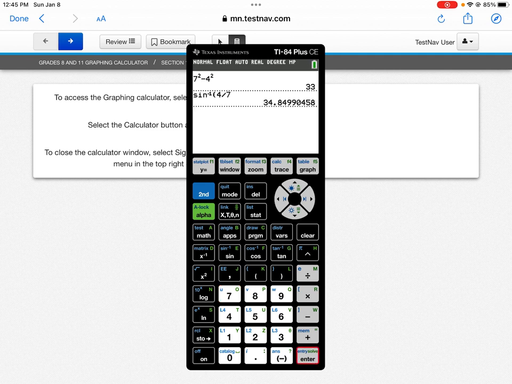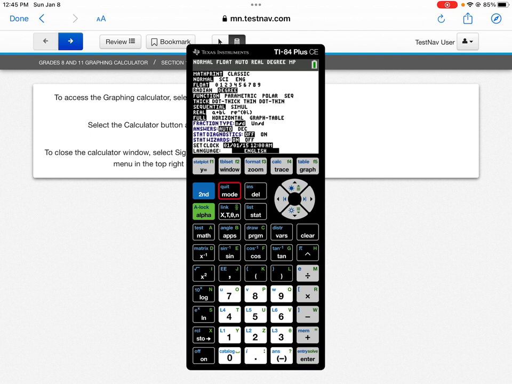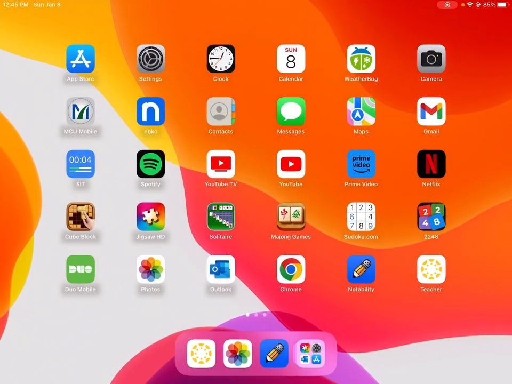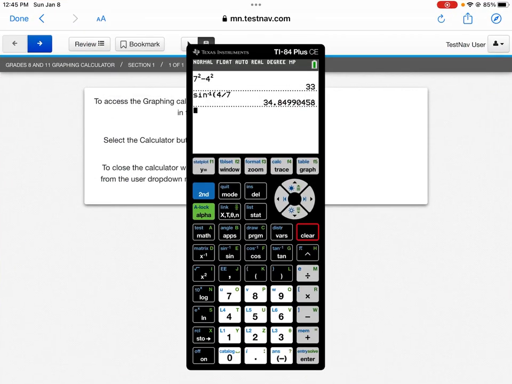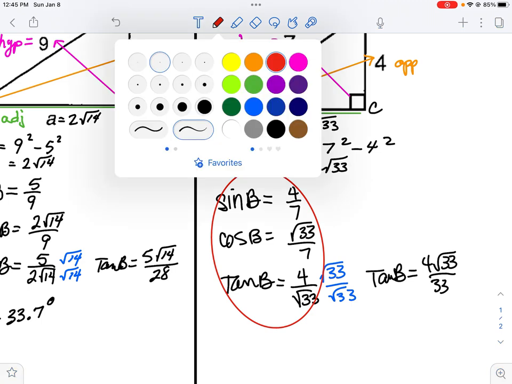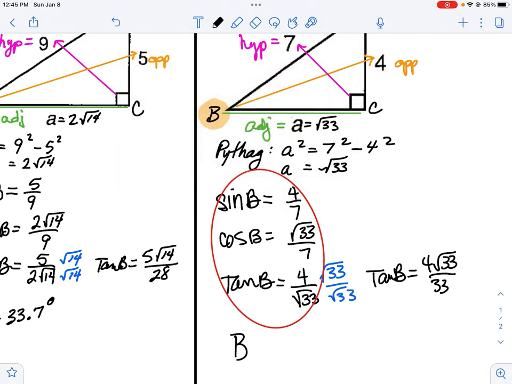And by the way, you always want to make sure that you're in degrees. Notice the word degree there on the third line. So B is 34.8 degrees. That degree symbol looks like a 6.